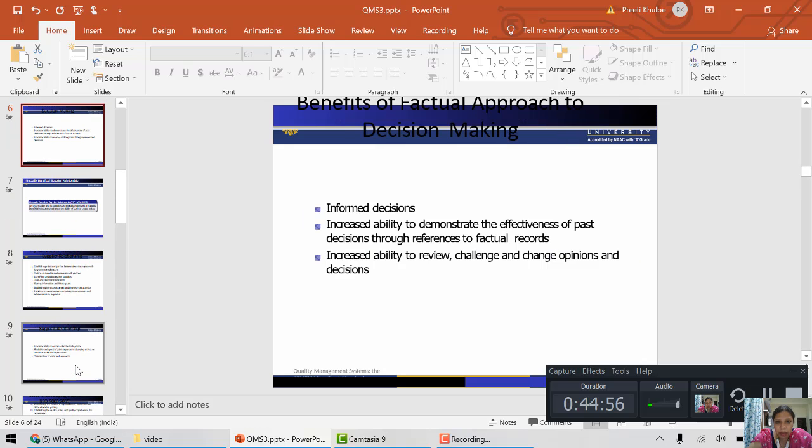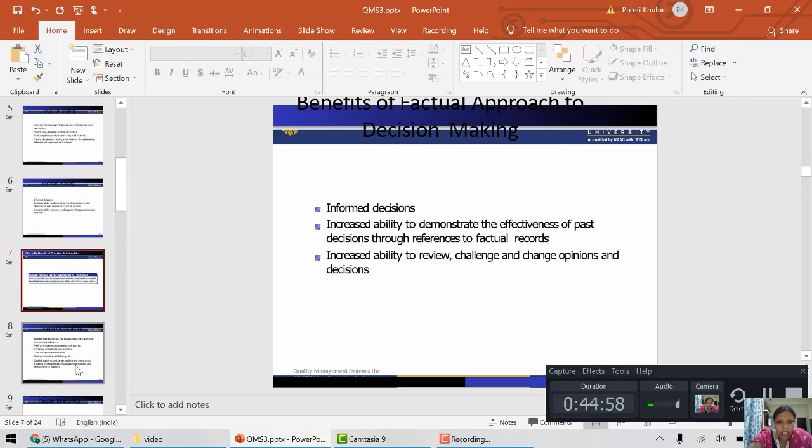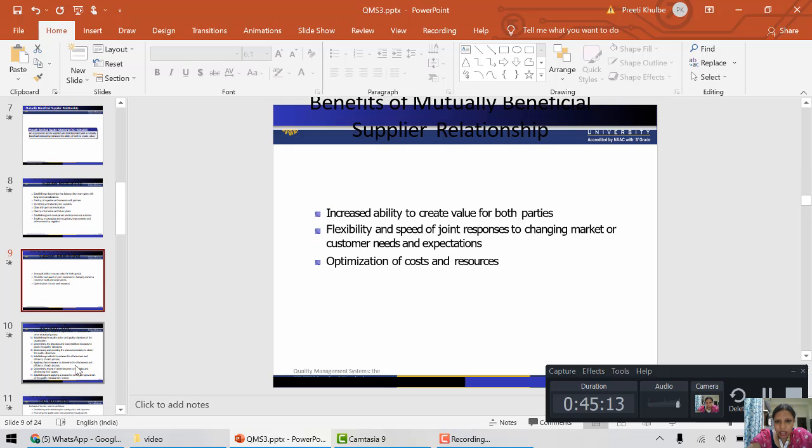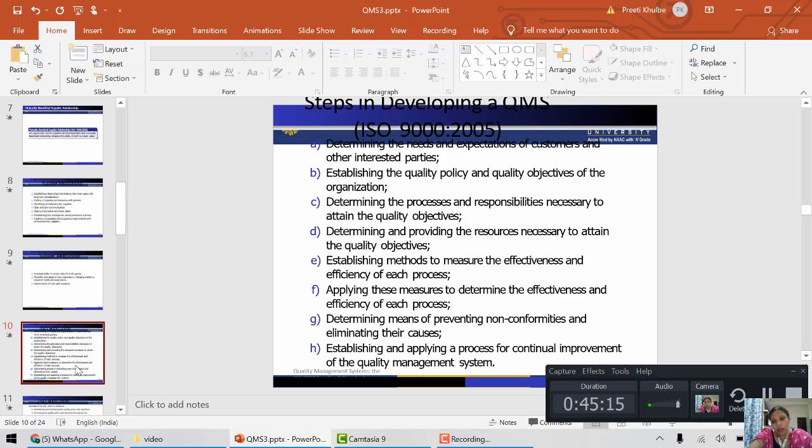Other than that, the benefits of this mutually beneficial suppliers relationship is also important. So mutually beneficial suppliers relationship, as well as steps in developing QMS is important.